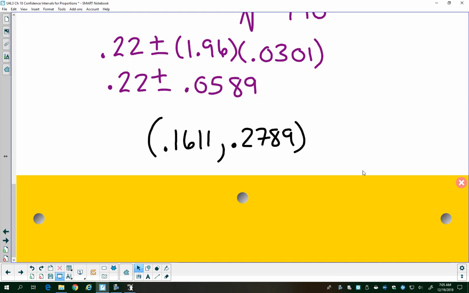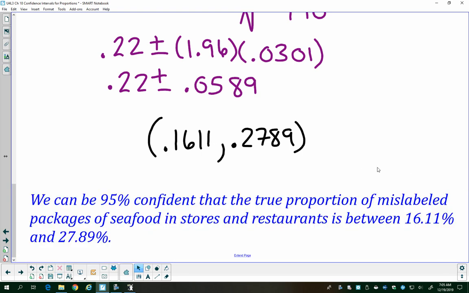So finally, let's talk about what these numbers mean. And it's very important to get the wording right here. We don't want to say something that's not true, so we're going to work through that. We're 95% confident that the true proportion of mislabeled packages, which we don't know, we're just trying to get an idea of what it might be. We're 95% confident that the true proportion of mislabeled packages of seafood in stores and restaurants, so I add my context in there, is between 16.11% and 27.89%.